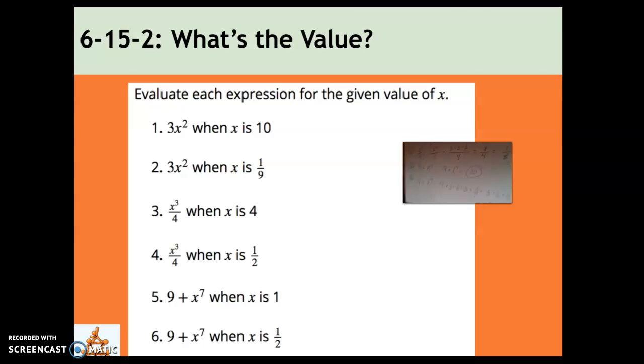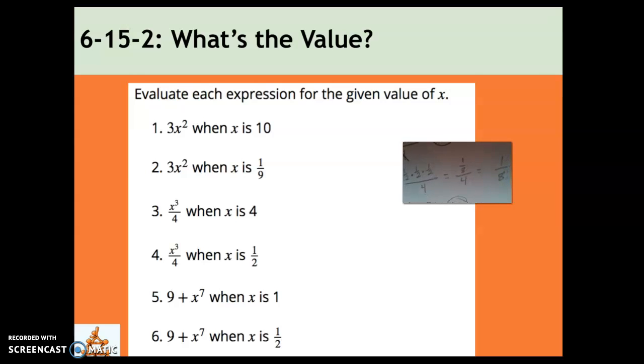Okay, and then on number 4, where are you, number 4? There's number, no, it's number 5. Number 4, I've got x to the third power, and I'm replacing x with 1/2 to the third power. And so then I'm going to multiply 1/2 times 1/2 times 1/2, and that gives me 1/8.